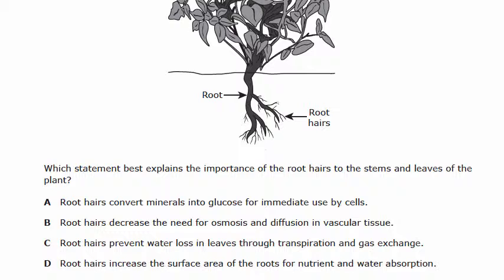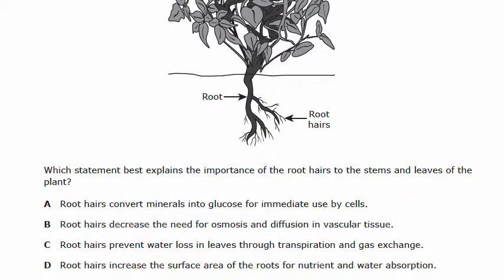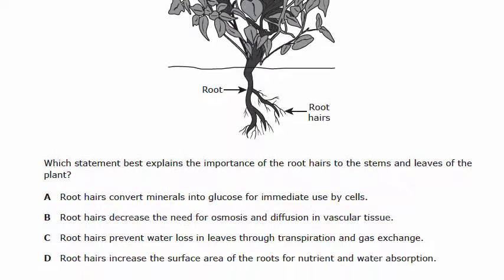A. Root hairs convert minerals into glucose for immediate use by cells. B. Root hairs decrease the need for osmosis and diffusion in vascular tissue. C. Root hairs prevent water loss in leaves through transpiration and gas exchange. D. Root hairs increase the surface area of the roots for nutrient and water absorption. Stop the recording. Record your answer.